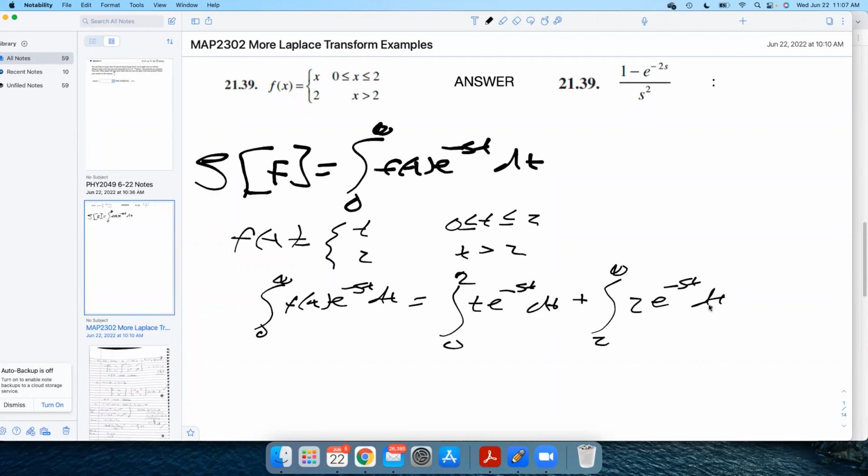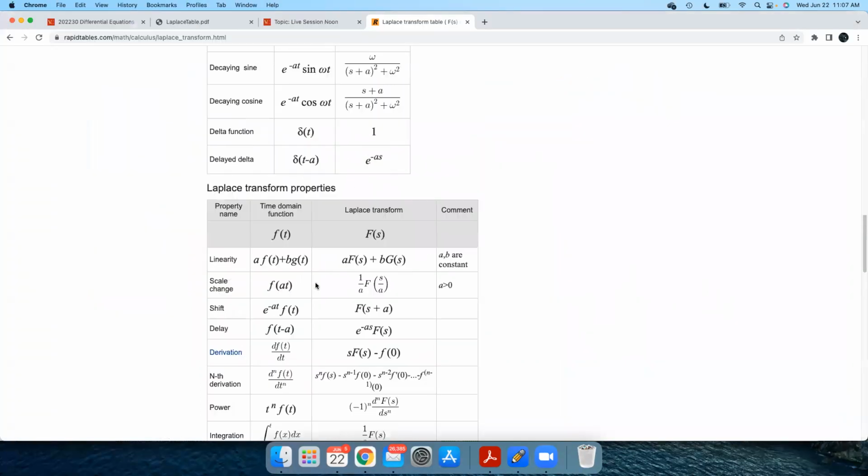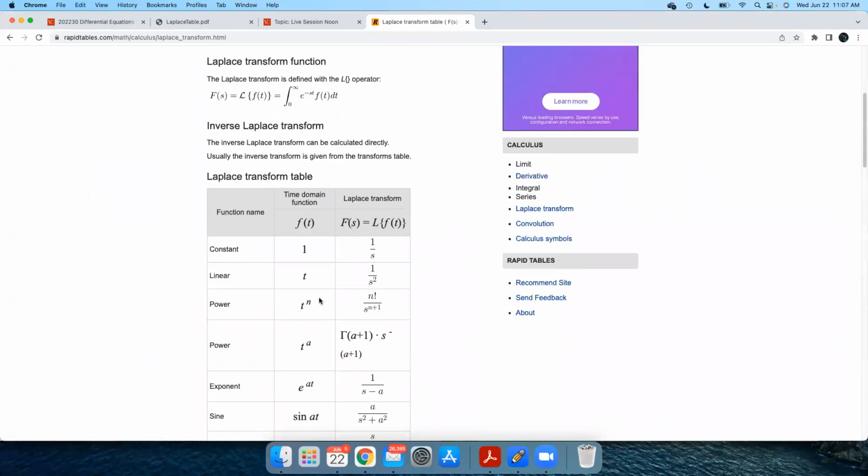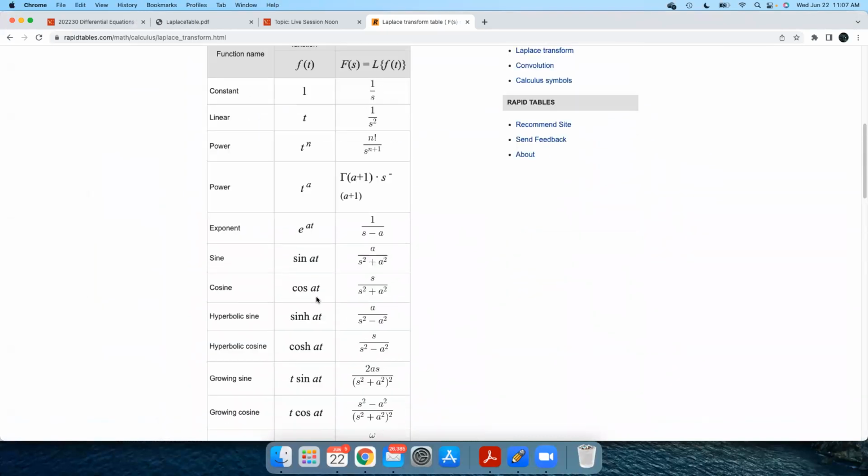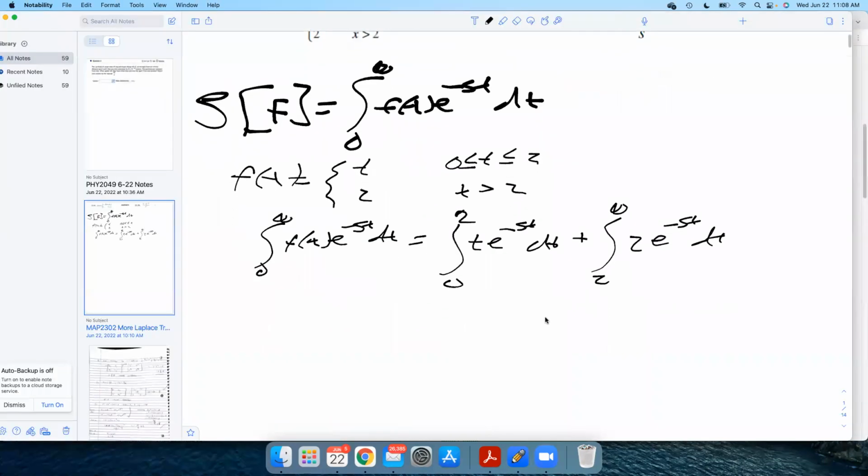We can't look either of these up in a Laplace transform table. If I go to my tables, all of these are using the definition, the integral from 0 to infinity. This is for the entire thing. This is the Laplace transform of f of x equals t on 0 to infinity. The table doesn't do me any good, is what I'm saying. I have to actually calculate these integrals. This is a calculus problem.